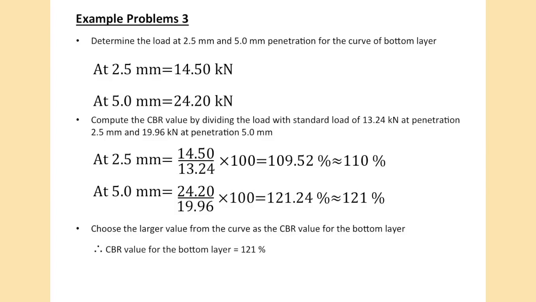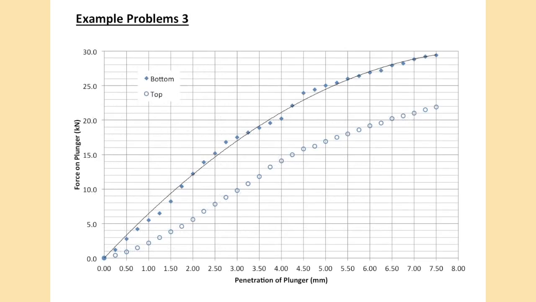Now, the loads at 2.5 mm and 5 mm penetration are determined. Proceed to compute the CBR value by dividing the load by the standard load and select the larger value as the bottom CBR value. As you can see, the CBR value for the bottom layer at 2.5 mm and 5 mm is 110% and 121%. So, the CBR value for the bottom layer is 121%. After we determine the CBR value for the bottom layer, let's determine the CBR value for the top layer. As with the bottom layer, first draw a smooth line to connect all the points of the top layer.